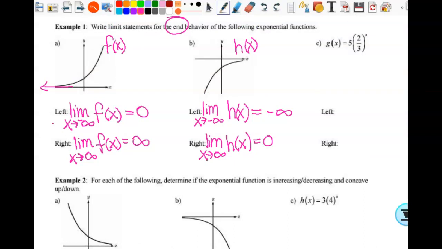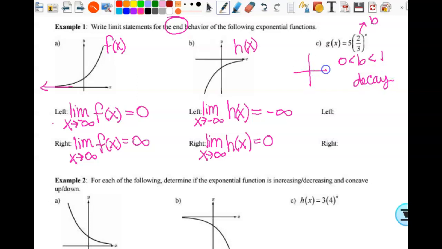All right, so now on C, they give us a function. They don't give us a graph. Well, those are functions too, but we have an equation here. So this right here, this is B, and this is what we need to look at. And for this one, B is between 0 and 1. So then is it growth or decay? If it's between 0 and 1, decay. So that makes this decay.